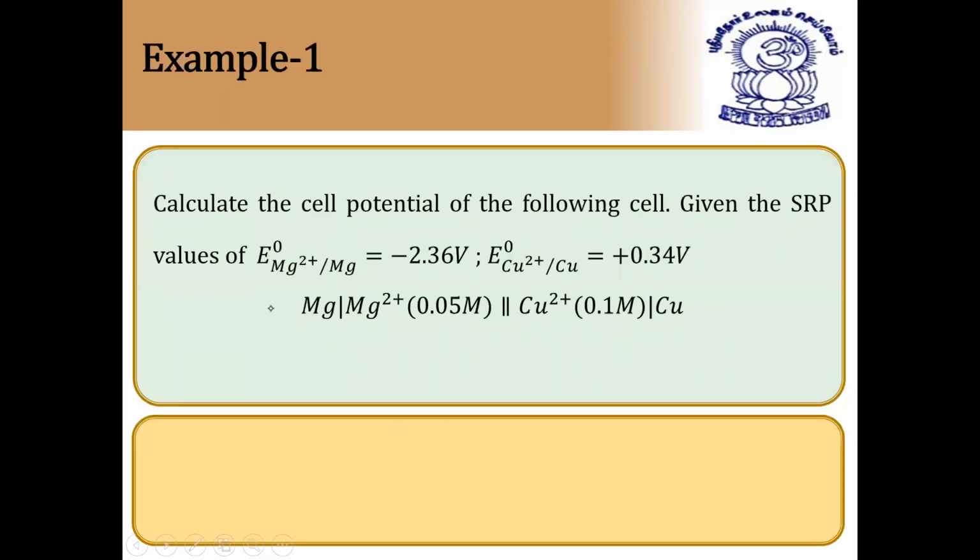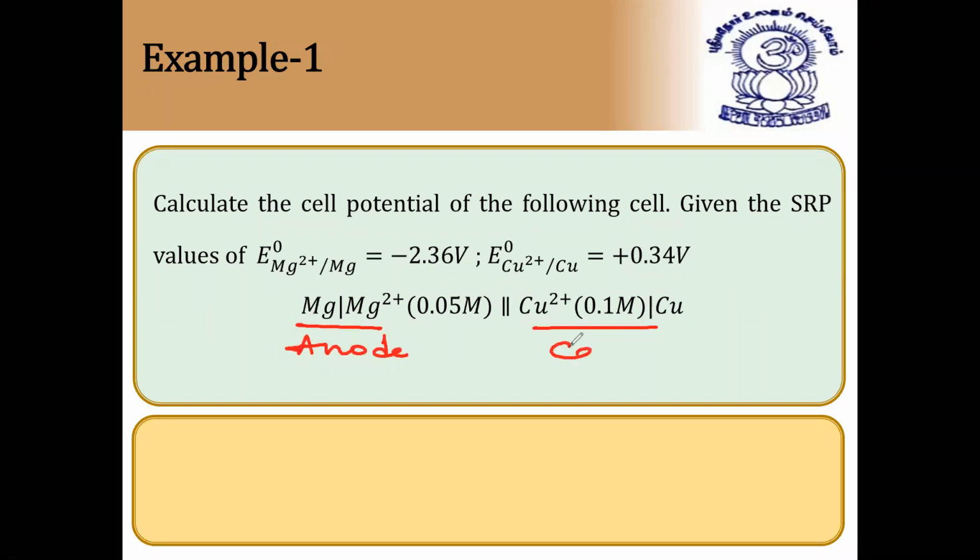Next, now we'll see questions based on this. Calculate the cell potential of the following cell, given SRP values of magnesium and Cu. From this we can say magnesium is the anode because it has a negative value, and copper is the cathode. They have even given a cell representation; if they don't, we can write it ourselves. And they have given the concentrations of magnesium ions as well as copper ions.